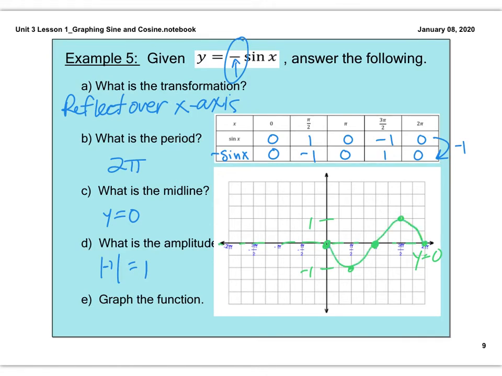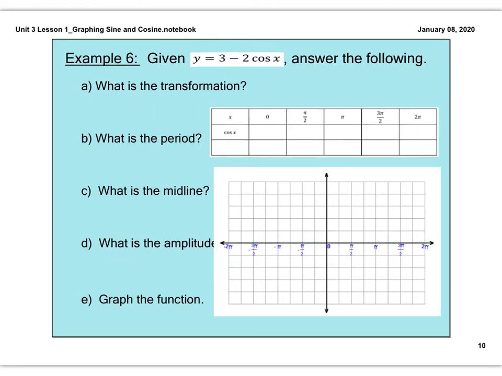So you can see this looks like a sine curve, but instead of starting at 0, 0 and going up, it's starting at 0, 0 and going down. It has reflected over the x-axis. I'm going to finish off my curve. And there it is. There is a sine curve that has reflected over the x-axis.